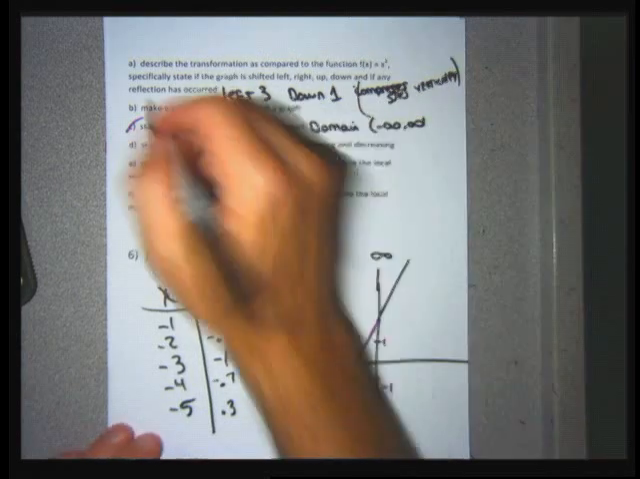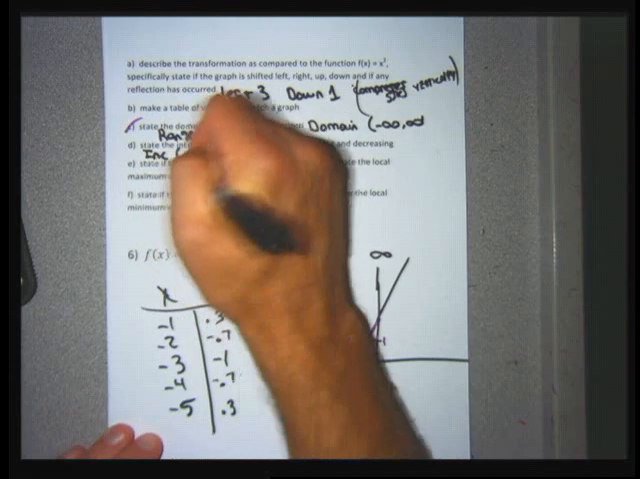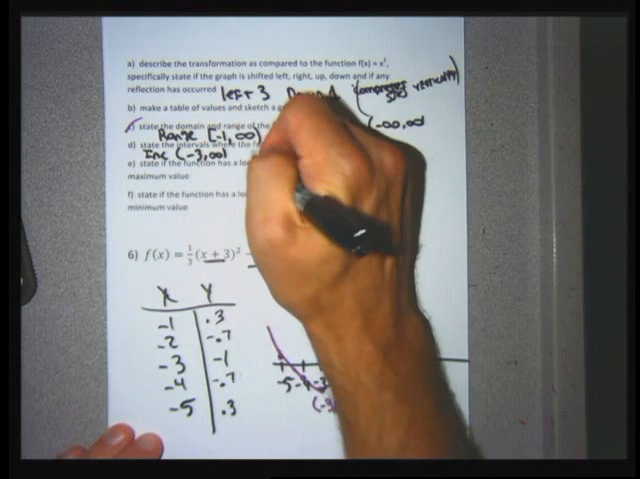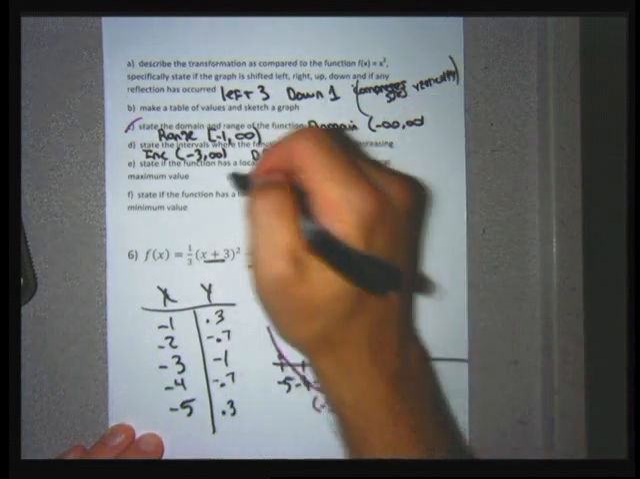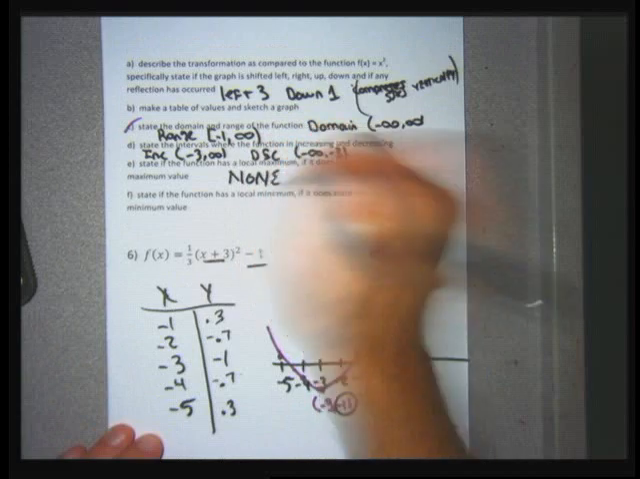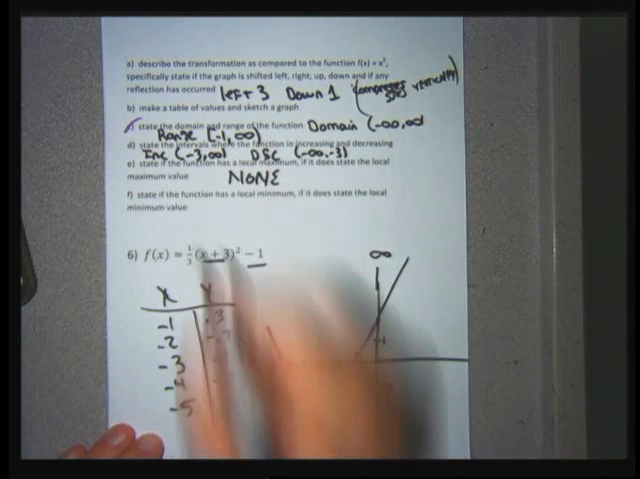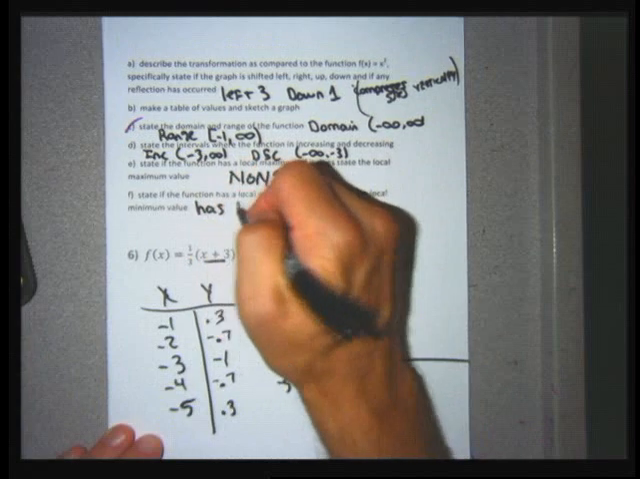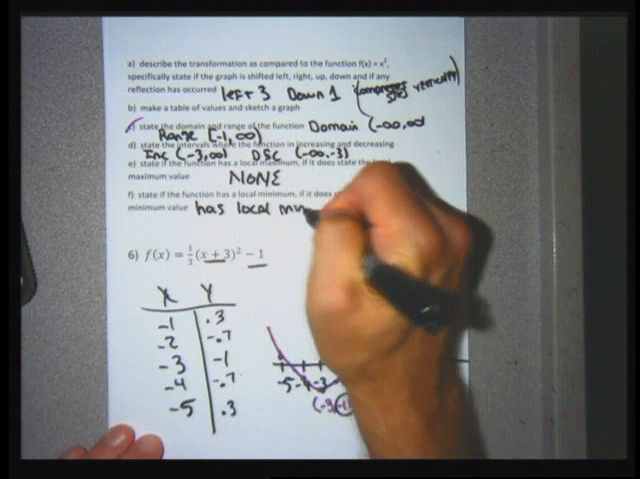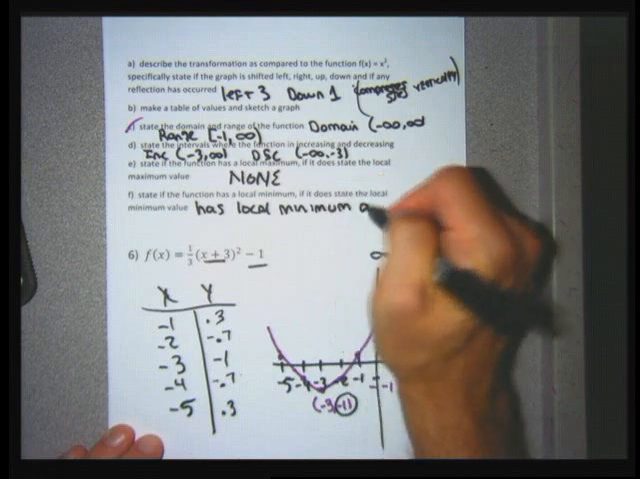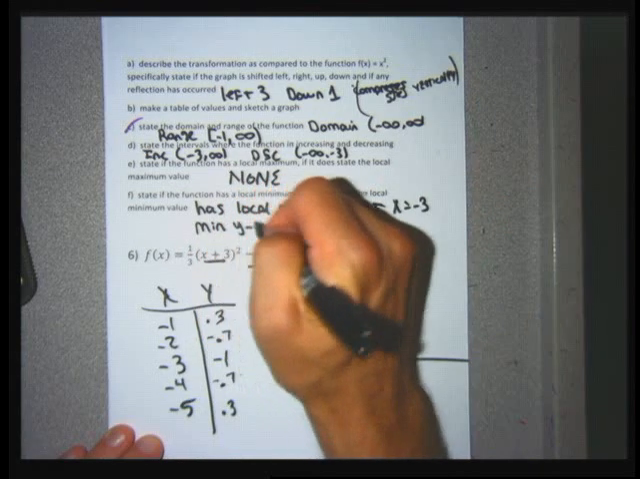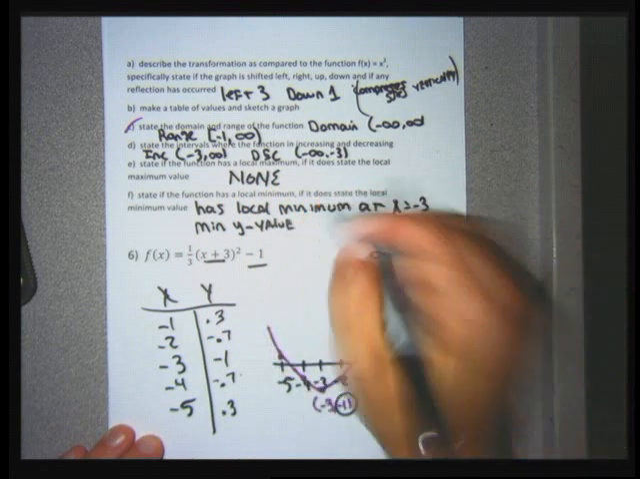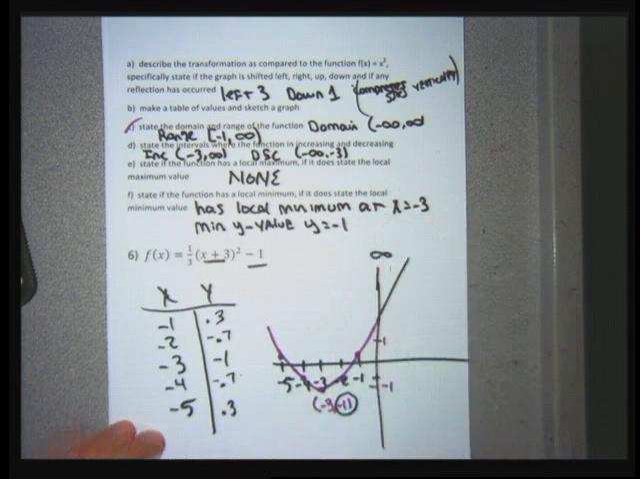So for this one, I'll say it's increasing from negative 3 to infinity, and it's decreasing from negative infinity to negative 3. I still don't have a local maximum, so for part E, I'm going to say none for my local maximum. It does have a local minimum at x equal negative 3, and I'll say the minimum y value. I'm changing my words up each time because it's not that crucial how I word this portion. It has a minimum y value at y equal negative 1.